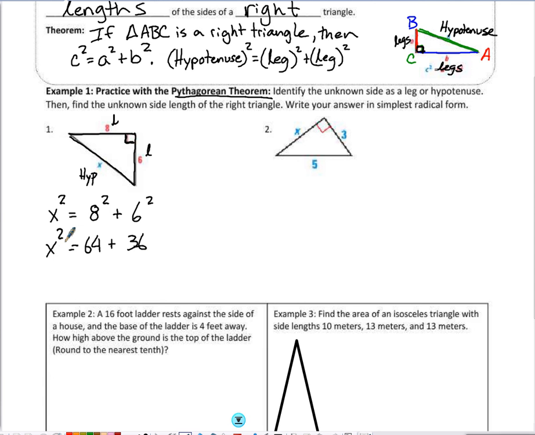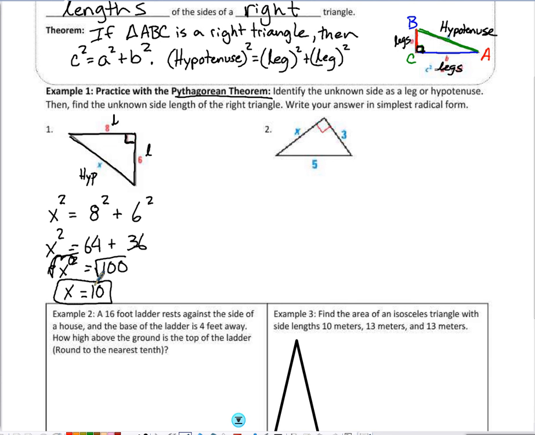Now that I've squared both of those using PEMDAS and doing exponents first, now I can add the like terms. 64 and 36 add up to 100. And to undo a square, I need to square root the equation. So by square rooting a square, all I'm left with is x. What I do to one side, I have to do to the other. So what's the square root of 100? Using my perfect squares, the square root of 100 is going to be 10. So the hypotenuse in this problem is x equals 10.